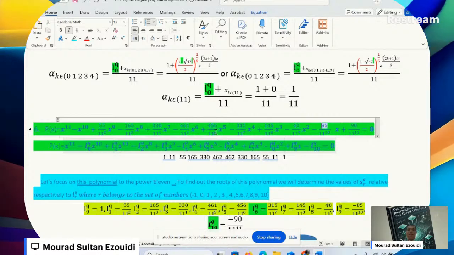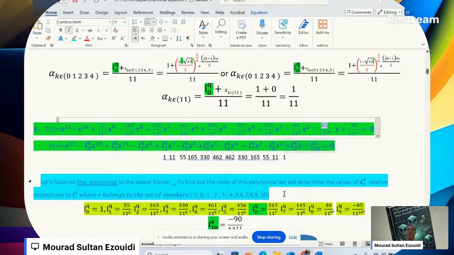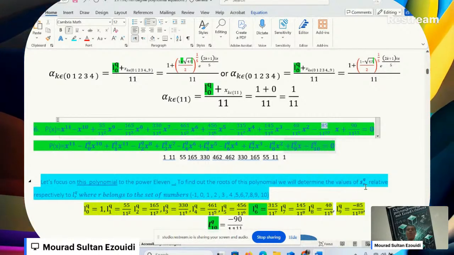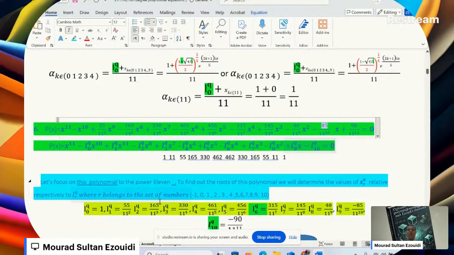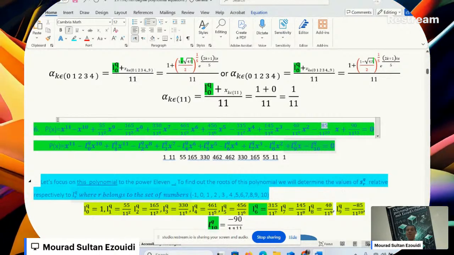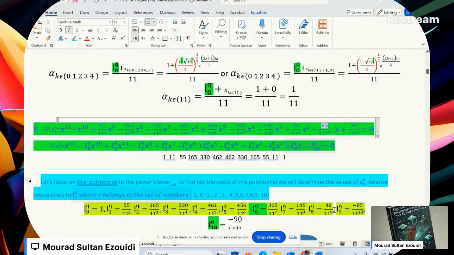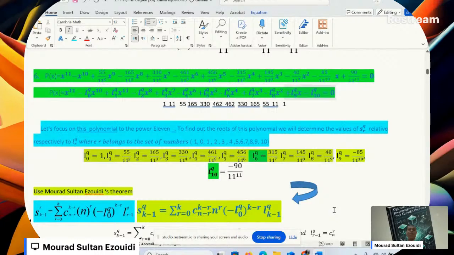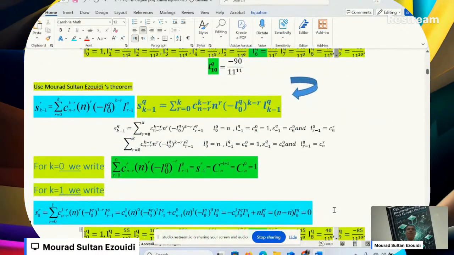So let's start. Now you can see that this is an 11 degree equation. I'm going to find the new 11 degree equation related to S_r(42), relative respectively to L_r(42), where r belongs to -1 up to 11, -1 meaning 10. So here let's dive into the structure, my professors.